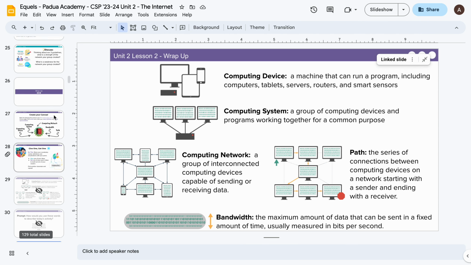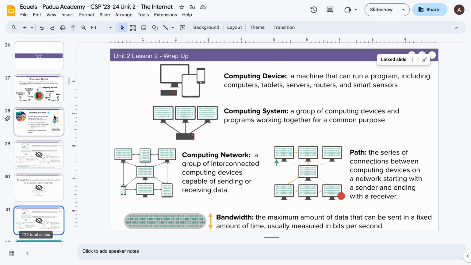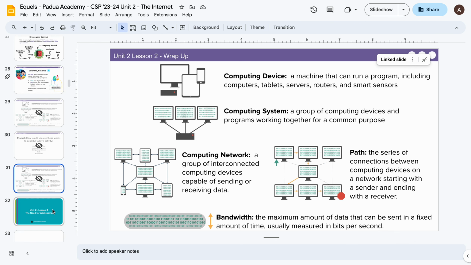So like I said, if you are watching this before class, bring in some strings. Strings of yarn would probably be the best option for you. But if you don't have that, try your best to visualize things. You can use pens, pencils, anything that sort of represents a connection between you and anybody else. All right. Well, that is it for Unit 2, Lesson 2. Or I suppose the next video will be Lesson 3, which is the need for addressing.